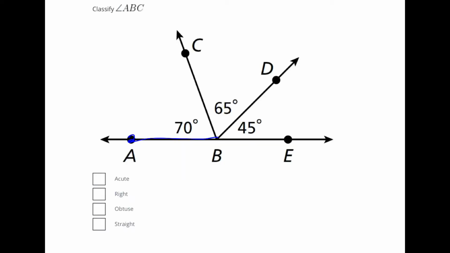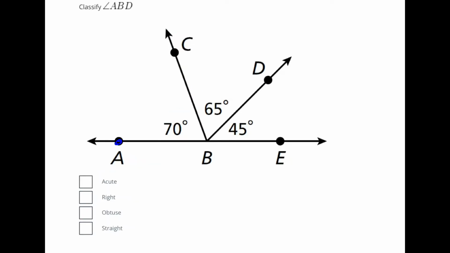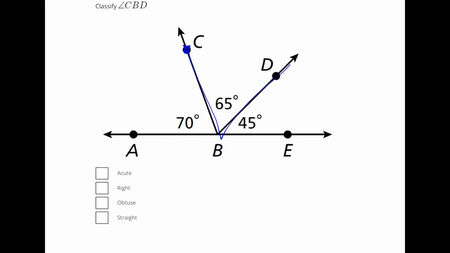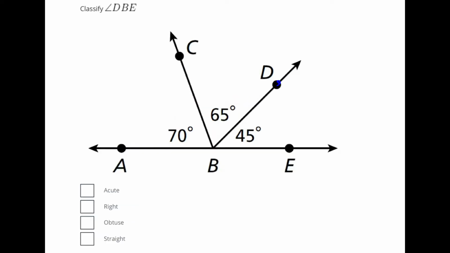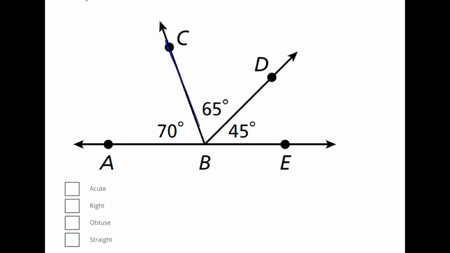Angle ABC is 70 degrees, which is less than 90, so we'll call that acute. Angle ABD, I can add 70 and 60 to get 135, which is bigger than 90 and less than 180, so obtuse is the classification. CBD is a 65-degree angle, we'll call that acute. DBE, 45-degree angle, also acute. For CBE, I add together 65 and 45, so I get 110, and this is obtuse.